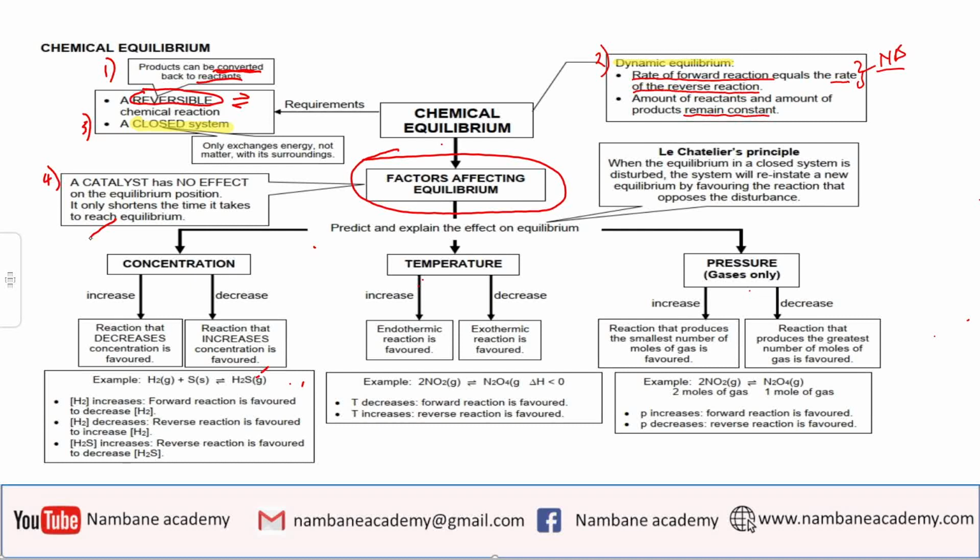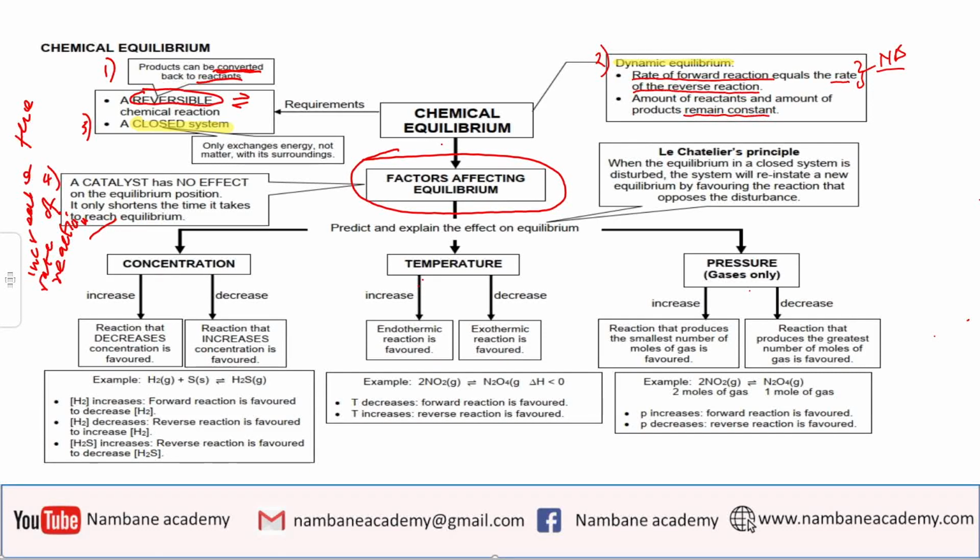So what does it do? It basically increases the rate of reaction. It does not affect chemical equilibrium. That is very, very important. So what does this say to me? It says whenever I am given a catalyst, the amount of reactants and the amount of products will be the same. Why? Because it does not have an effect on the equilibrium position.